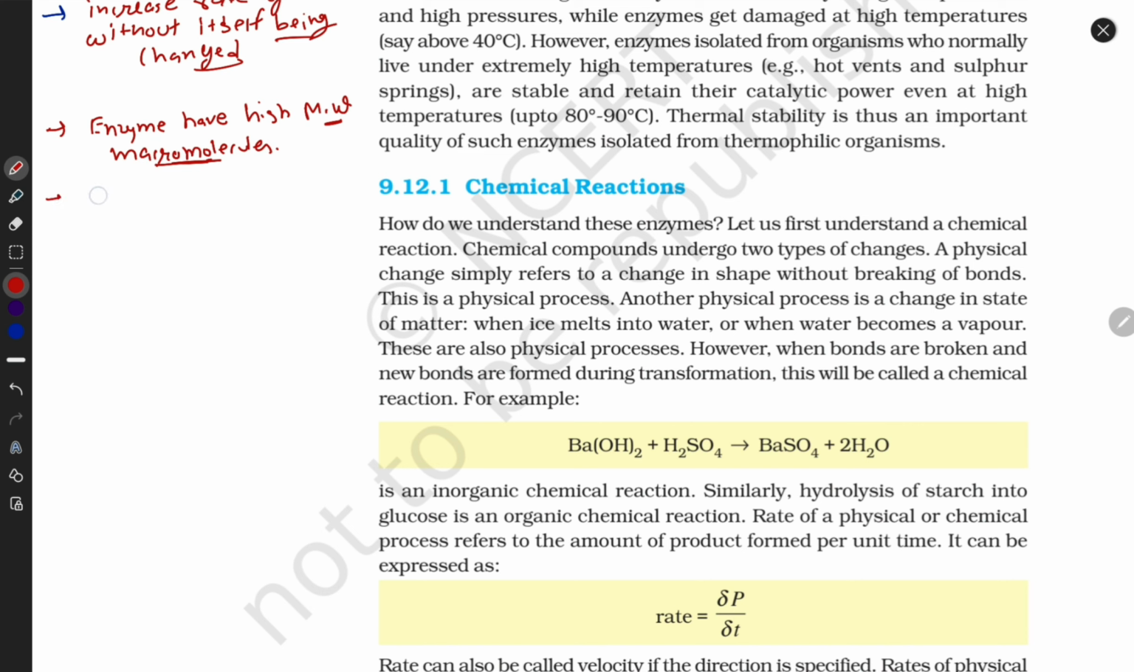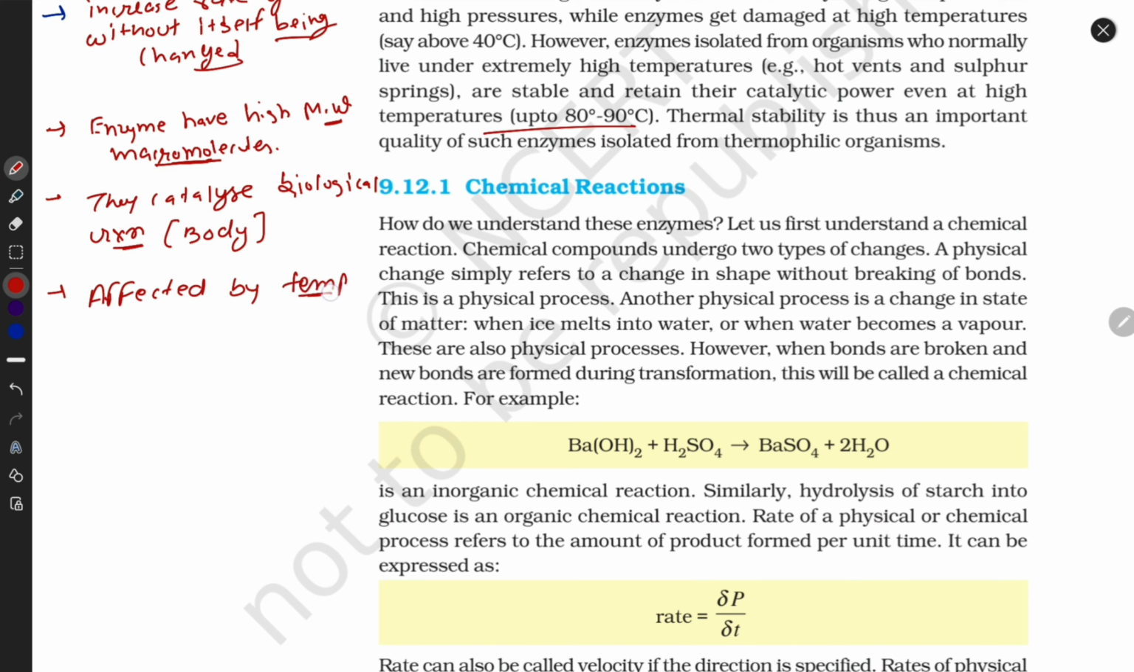Okay, next property is they catalyze biological reactions. Yes, guys, inside our body, all phenomena occur with the help of enzymes. Inside the body, all kinds of phenomena are done by enzymes. Now, they are also affected by temperature. If you increase the temperature, they are affected. If you increase or decrease the pH level, they are also affected.